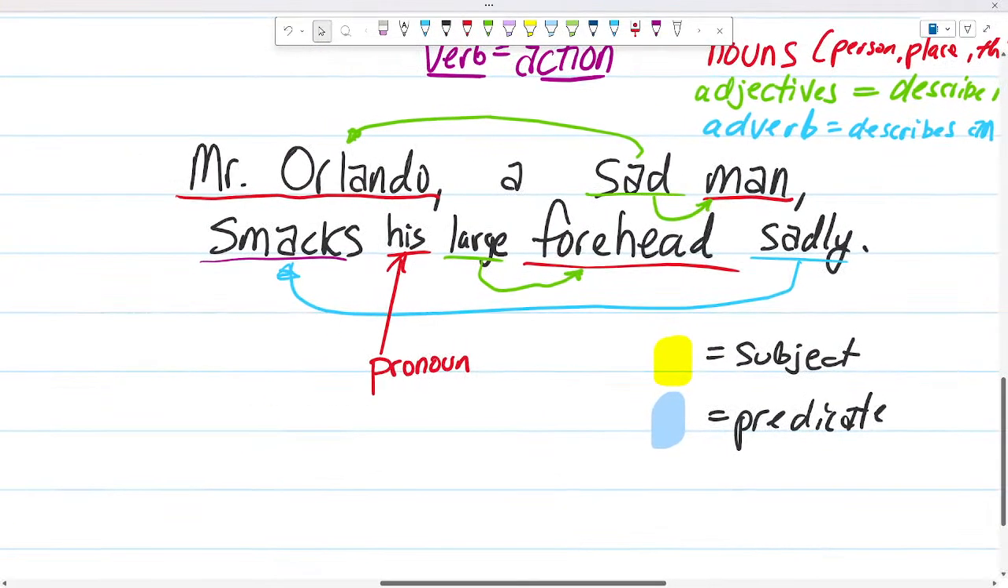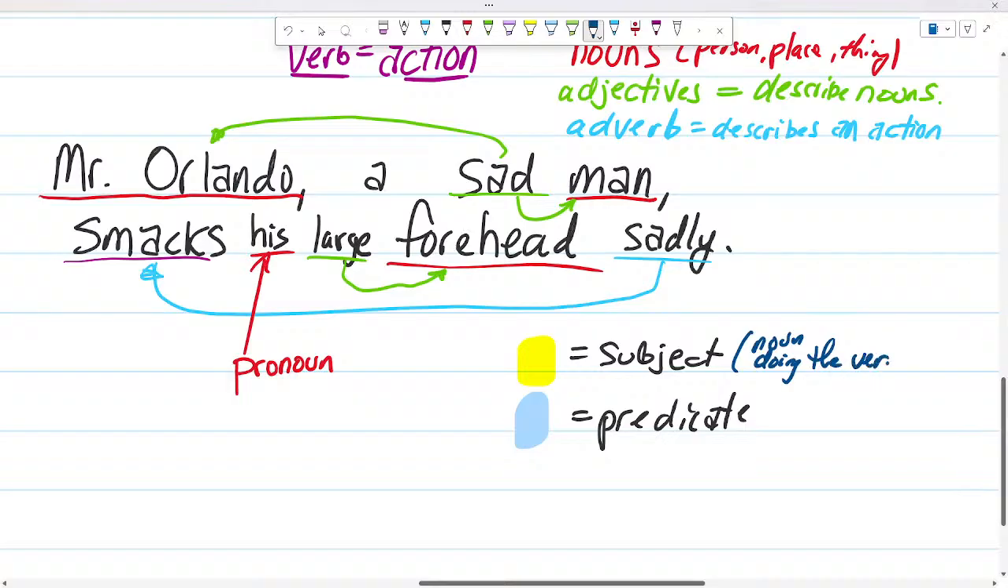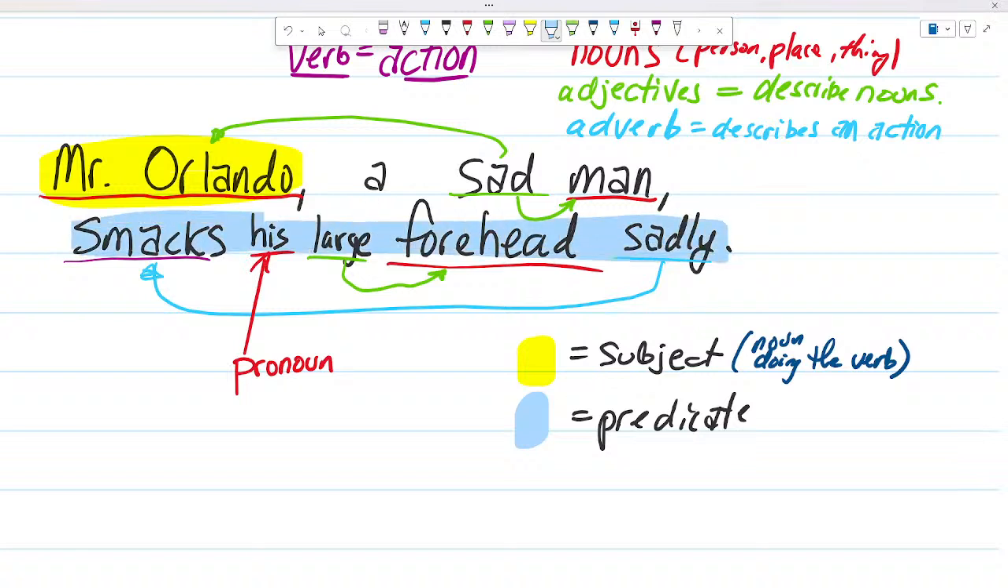Subject and predicate. What's the subject of this sentence? No. The subject of the sentence is the thing. It's a noun that is doing the verb. So you are the subject. Yeah. So who is doing the stuff here? Mr. Orlando is the person doing the thing. What is he doing? What's the rest of this? The predicate is smacking his forehead. A sad man is just a modifier. That's just modifying the sentence. It's telling you about me. The real sentence here is Mr. Orlando smacks his forehead. The subject is Mr. Orlando. The predicate is what he's doing. He is smacking his forehead.